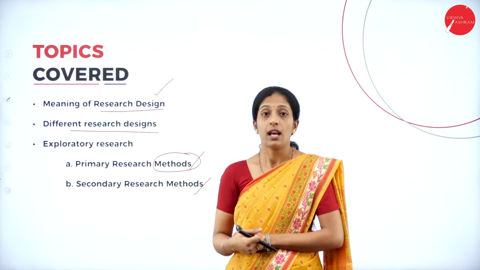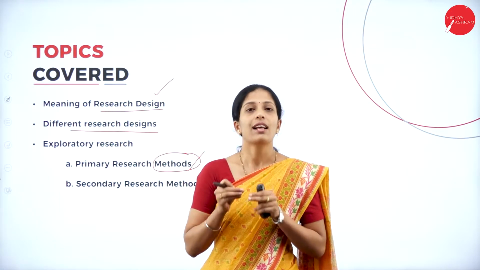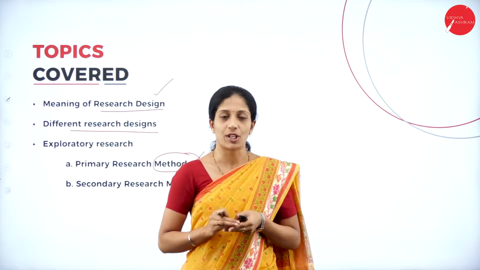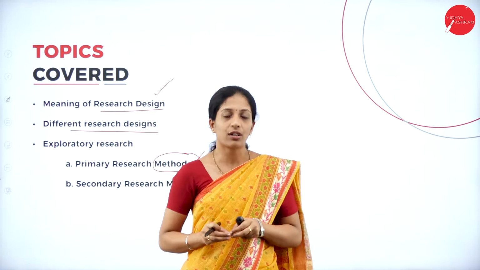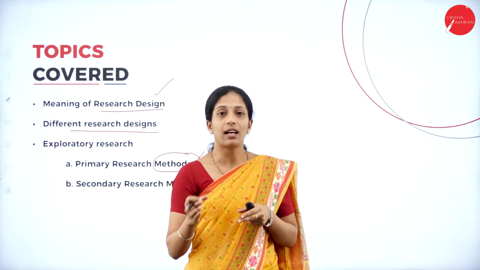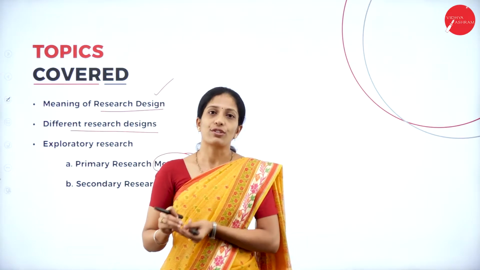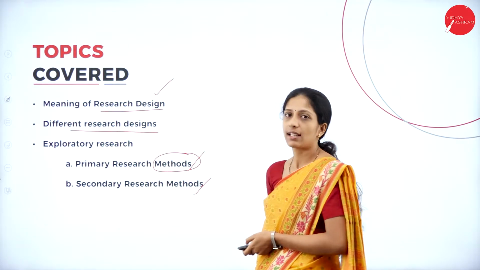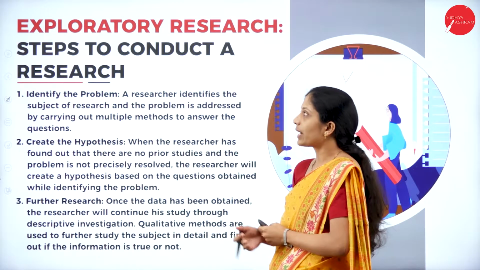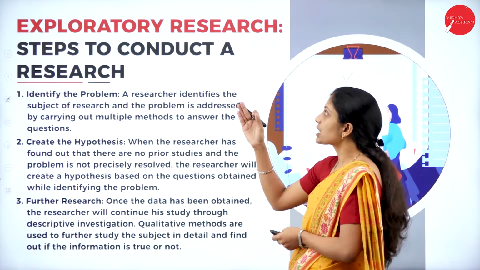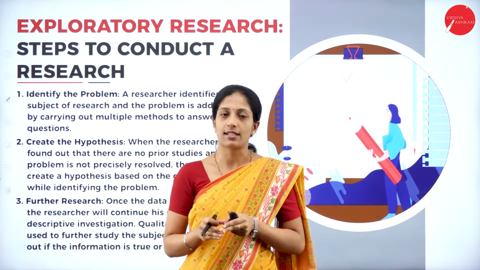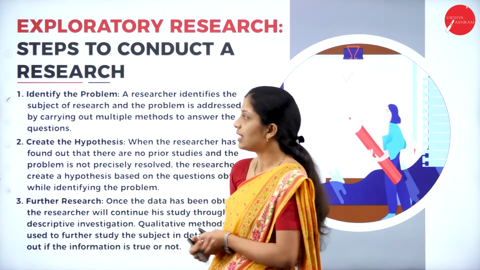Primary research method. Whereas under secondary research method, the information is collected from the already published data or already published information. So it is already there, and from there we are going to collect the data. It may be books, magazines or newspapers or any other articles. That is called as what? Secondary research method. So in today's session, we shall continue with a new topic, that is exploratory research. Under that, we are going to learn about steps to conduct a research. So what are the various steps under exploratory research? That we are going to learn in this particular session.